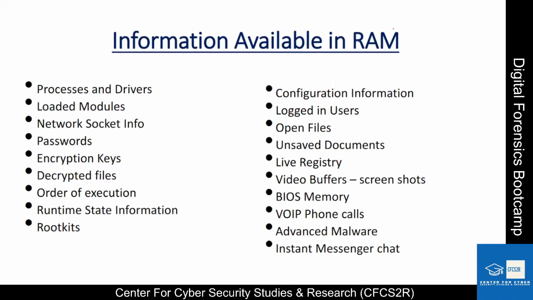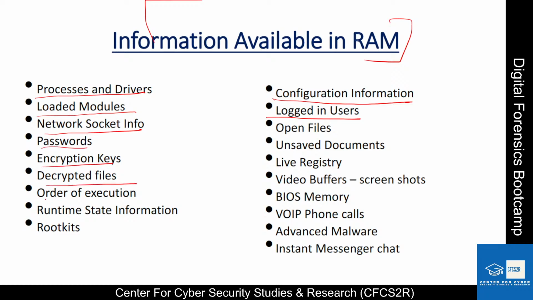So what information is available in the RAM? Processes and drivers, configuration information, loaded modules, logged-in users, network sockets, passwords, encryption keys, decrypted files, order of execution, runtime state, rootkits, open files, unsaved documents, live registry, BIOS memory, VoIP phone calls, advanced malware, instant messaging chats. All these things are available in your RAM, and a forensic expert can extract all these details from your RAM only.